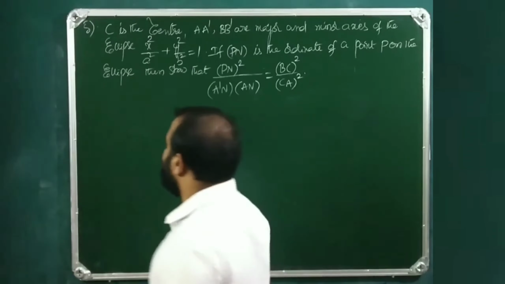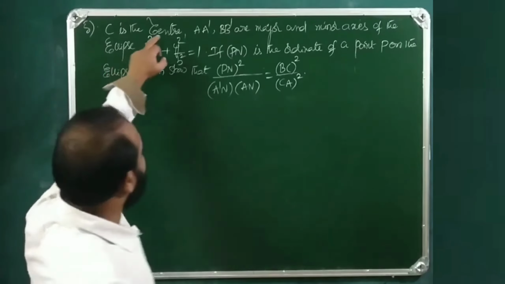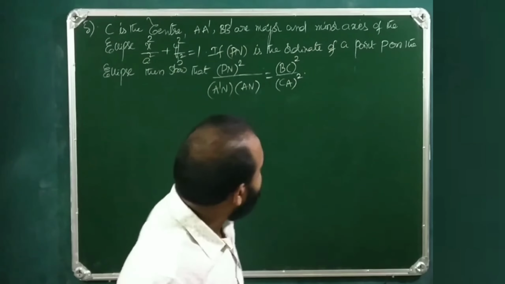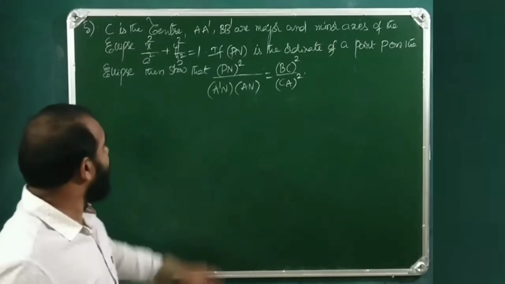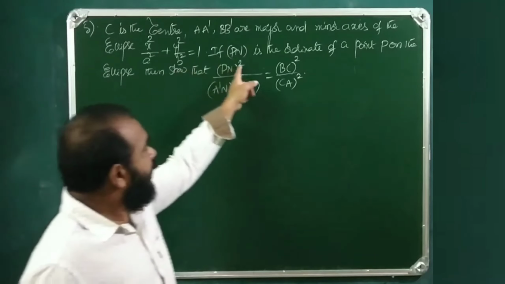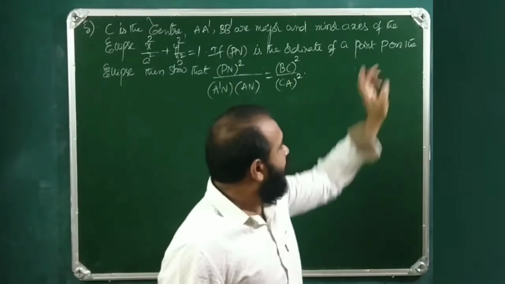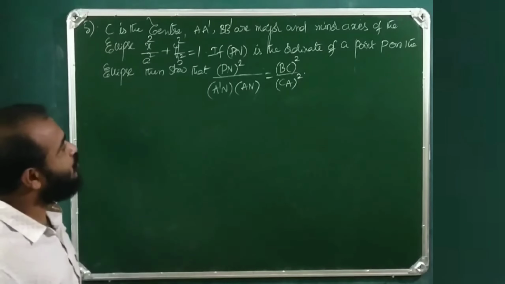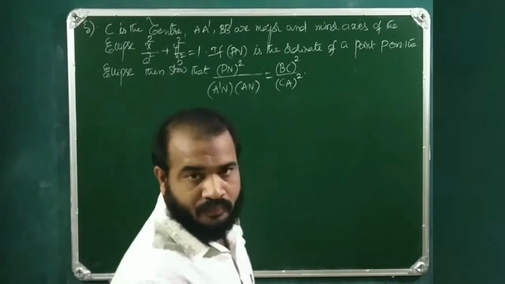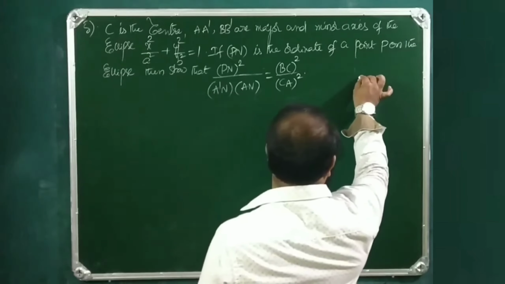So, the fifth question is, if C is the center, A dash, B dash are the major and minor axes of the ellipse x square by a square plus y square by b square equals to 1. If Pn is the ordinate of a point P on the ellipse, then show that this is equals to this. We need to show. So let us take the ellipse.